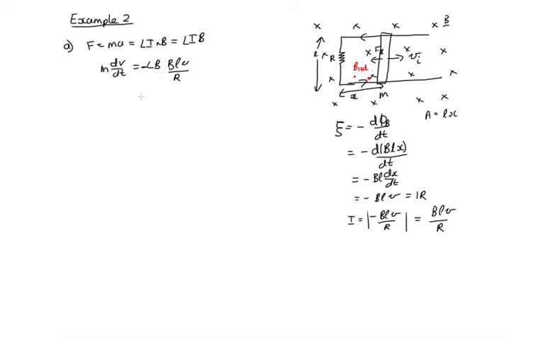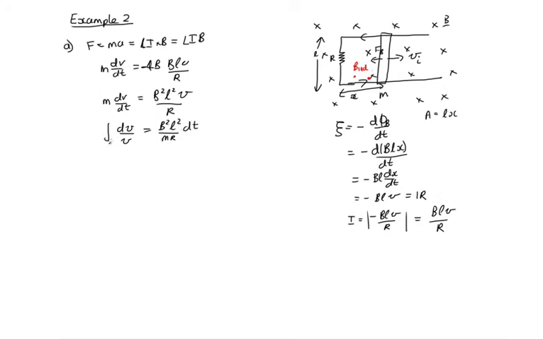So we can now write this as, we've got here the length, that should be a lowercase l for the length. So we've got B squared l squared v on R is equal to m dv dt. And we'll move everything to do with v over to the left, so that's dv on v is equal to B squared l squared over mR, and that's dt. And now we can integrate.